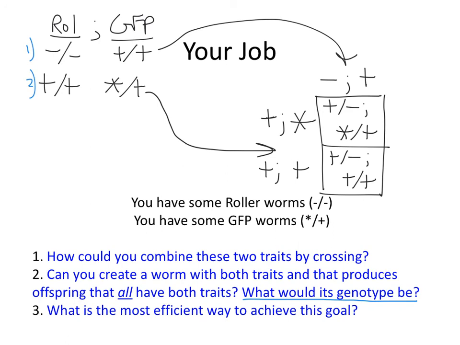Homozygous for both, right? Pure breeding. It only produces offspring that look like itself. So what is that genotype in our nomenclature? Asterisk over asterisk, minus over minus. So that's where we're trying to get to. We're trying to get a worm that only has asterisks and only has minuses. Up here, if we just cross these 2 worms together we were given, do we reach that goal? No. Which one comes closer, the genotype on the top or the genotype on the bottom?